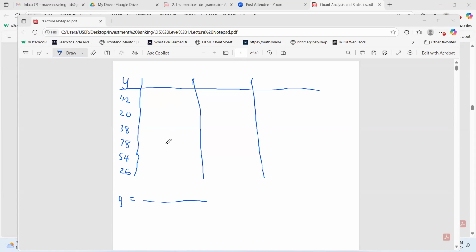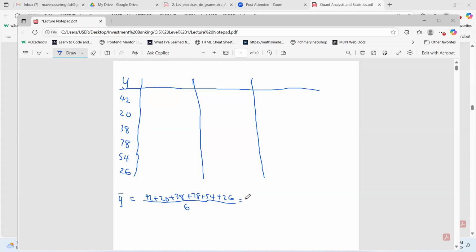Who will tell me what's the first thing to get done? To find the mean. Good job. So find the mean of y. How do you get that? Take the average of it, divided by 6. How do you get the average? 42 plus 20 plus 38 plus 78 plus 54 plus 26, divided by 6. So the sum of all the values divided by the number of values you have added up. When you add up and divide, what do you get?